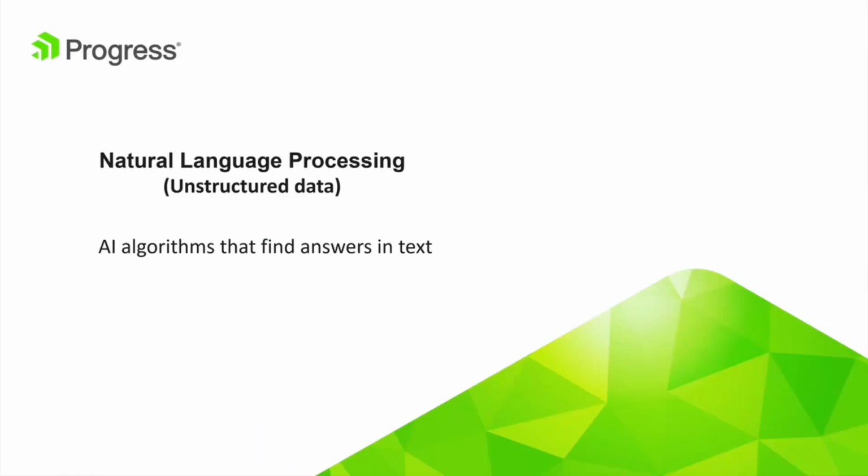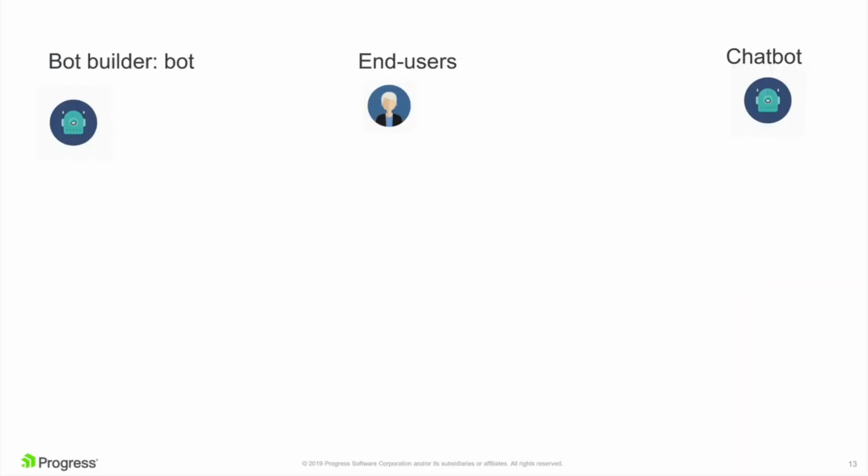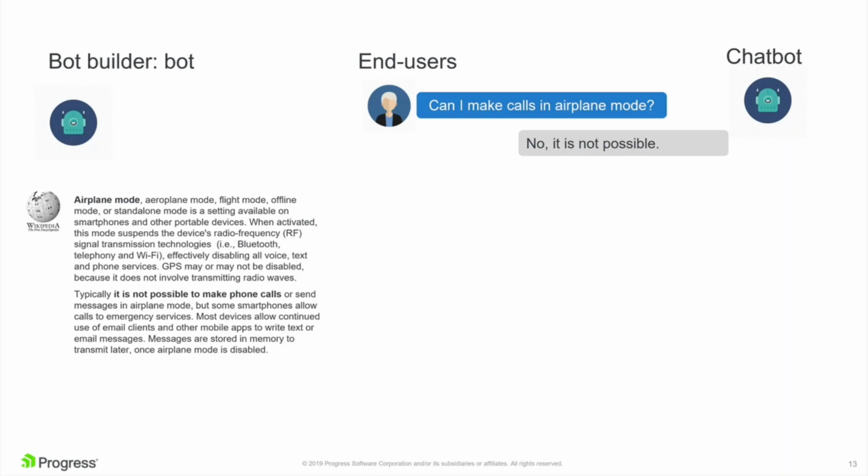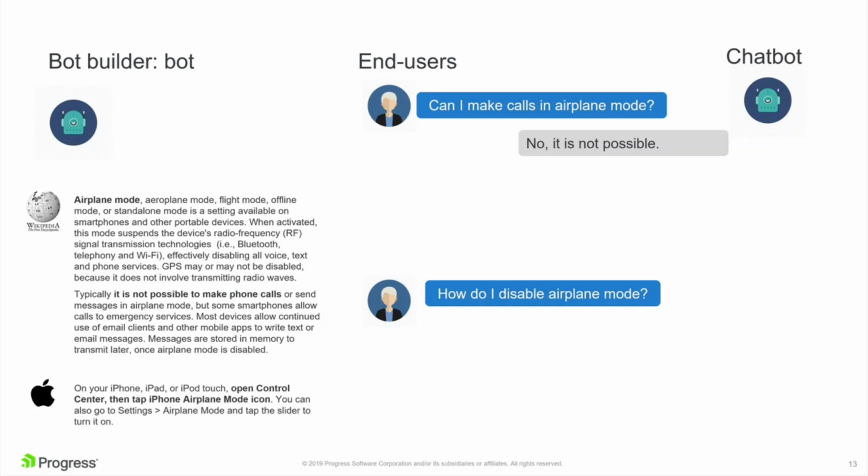The last approach to building chatbots is using unstructured data. Let's take a look at this Wikipedia article, which defines what airplane mode is. If a user asks, "Can I make calls in airplane mode?" the bot will try to derive the answer from the text it was trained with. And in this case, the answer will be "No, it's not possible." Another example would be related to disabling airplane mode. This answer won't be found in the Wikipedia article. But the bot can understand that the user, for example, is an Apple user, and it can derive the answer from Apple's documentation if trained correctly.